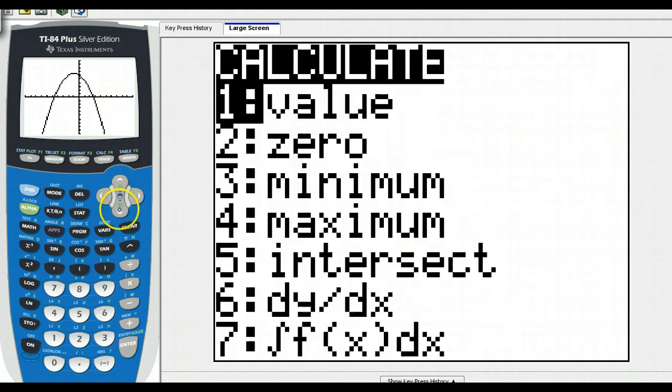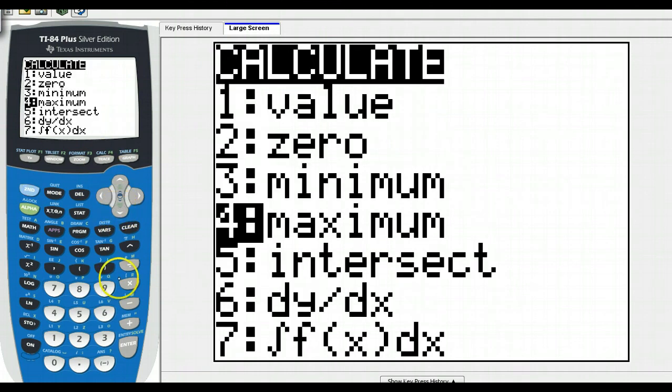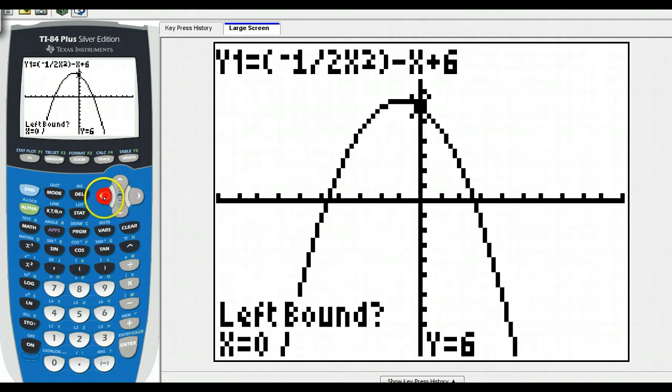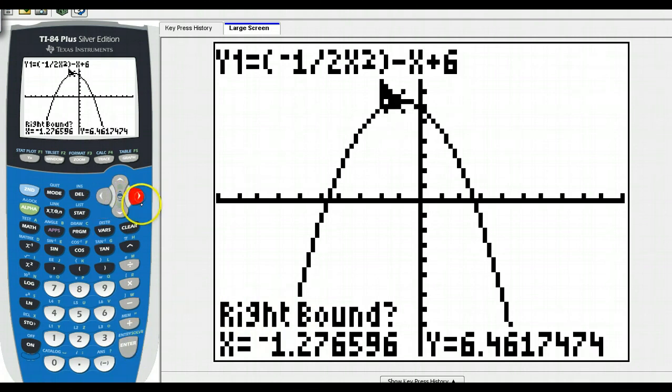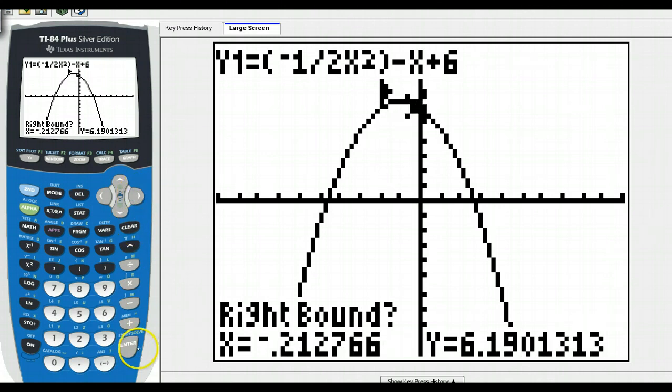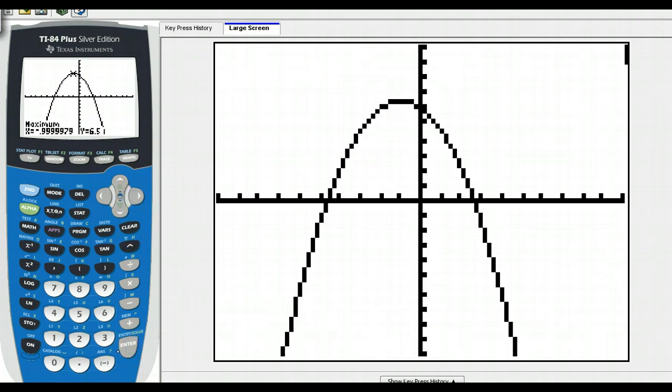So second calc, maximum. And I'm going to put my cursor so it's blinking right on my vertex or close to it. I need a left bound. So I'm going to go to the left maybe 3 times, press enter. I'm going to go back to my vertex. I'm going to hit for the right bound to the right 3 times, press enter, enter one more time.